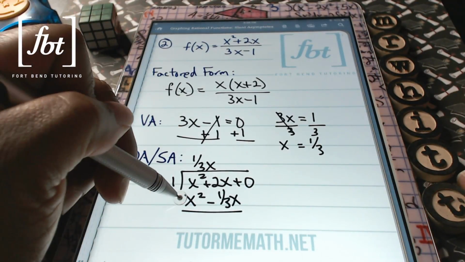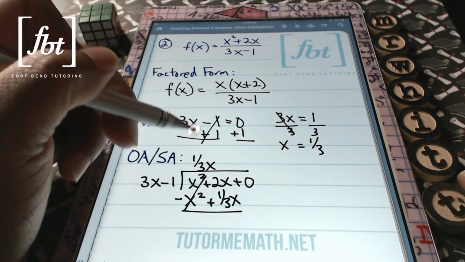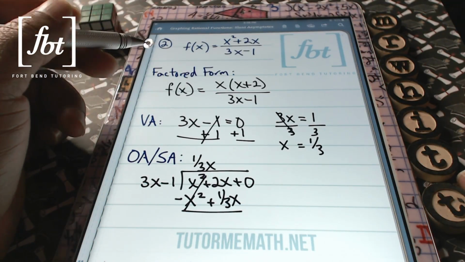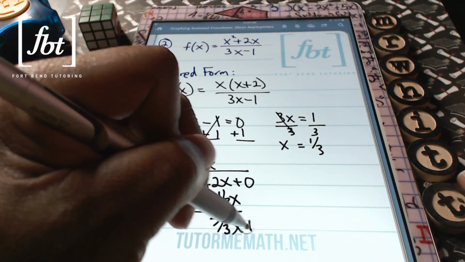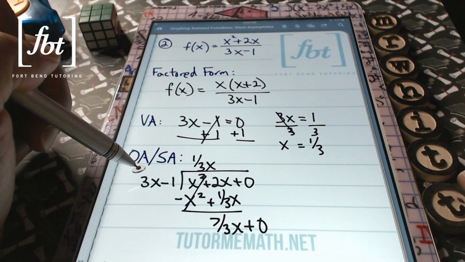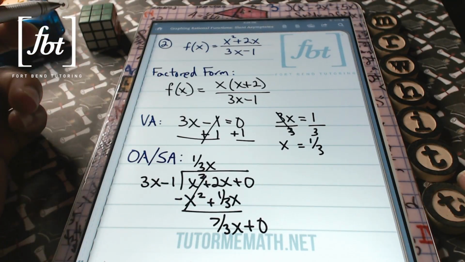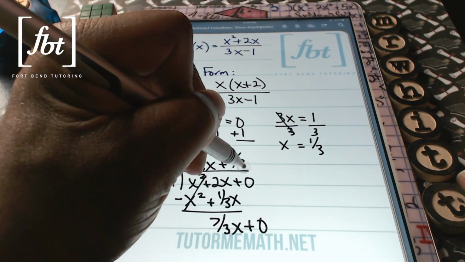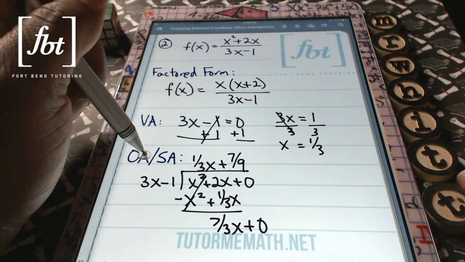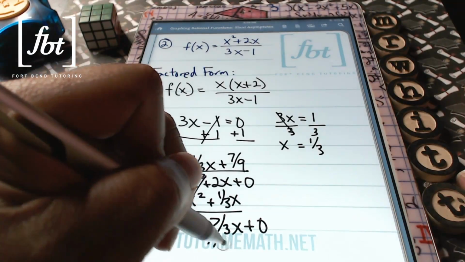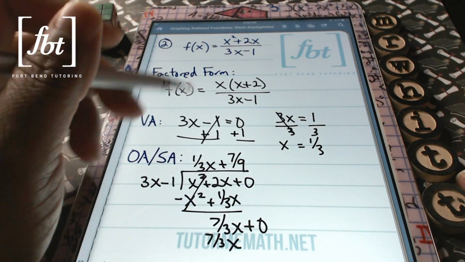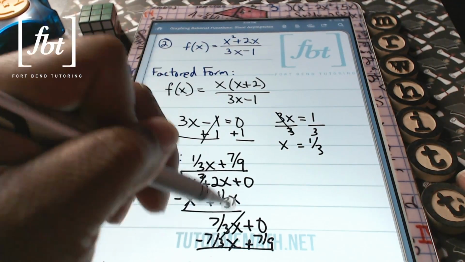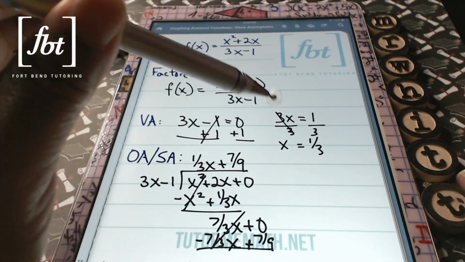From here, you want to change the signs, just like that. Then combining the 2x and the 1/3, you'll end up with 7/3 x plus 0. So what we would need to multiply 3x by in order to get 7/3 is going to be 7/9. So multiplying 7/9 times 3x gives you 7/3 x. Multiplying 7/9 times -1 gives you -7/9. And of course, changing the signs, and the 7/3 x's will cancel out, and you'll end up with the remainder.